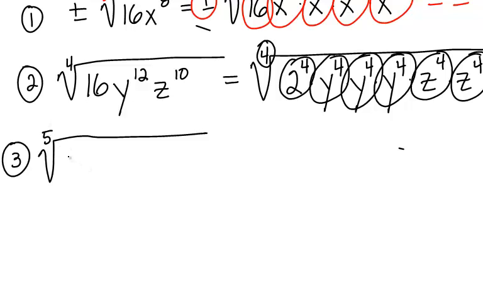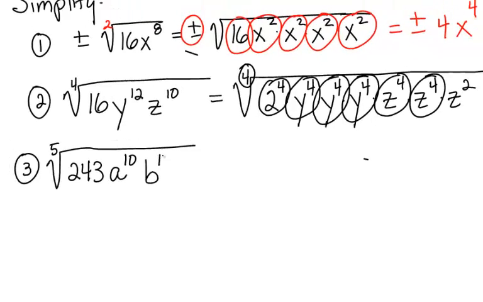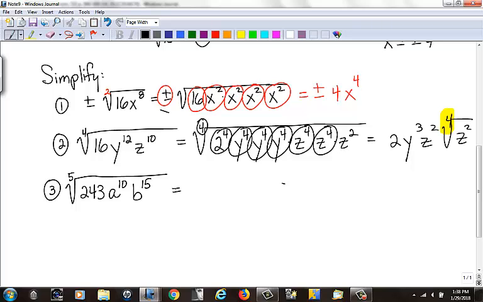Okay, so this one is a 5th root. The index is a 5. 243, a to the 10th, b to the 15th. And if you take 243, now here's where you, on your calculator, you can take the 5th root of that.